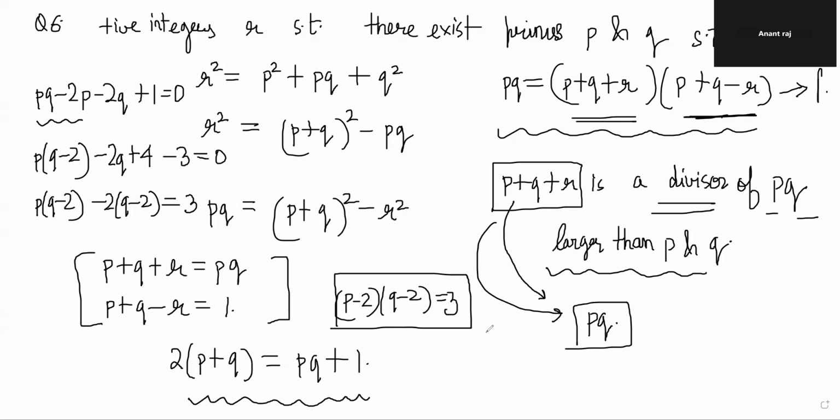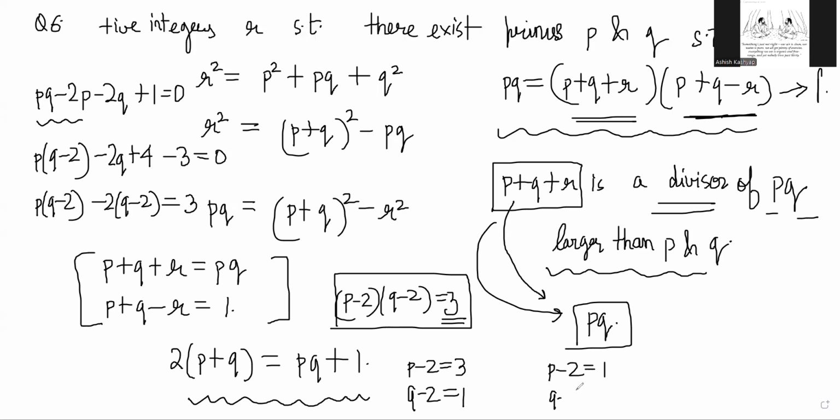Yes, and sir, 3 is a prime number, so the product of two numbers can only be 3 and 1, right? It has to be written as P minus 2 is 3 and Q minus 2 is 1, or P minus 2 is 1 and Q minus 2 is 3, right? So P is 5 and Q is 3, or vice versa. Yes. So this is the proof, and no doubt remains.